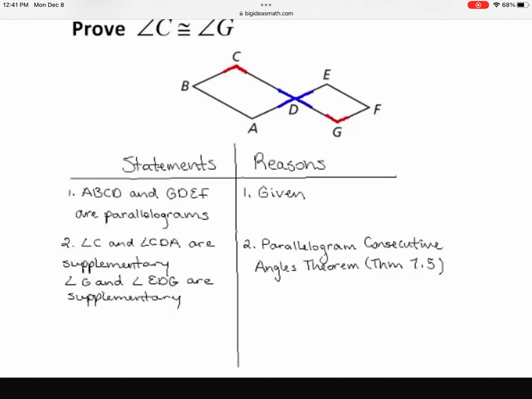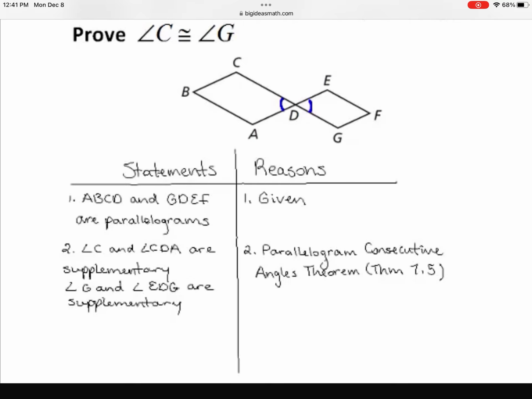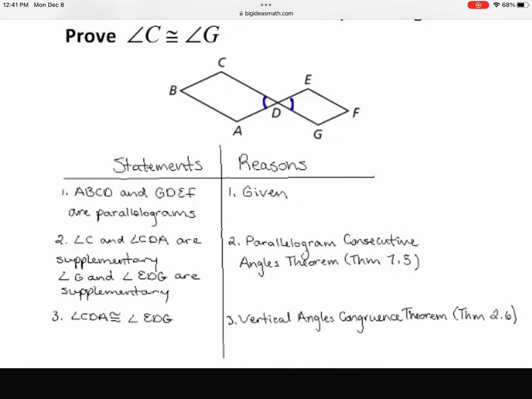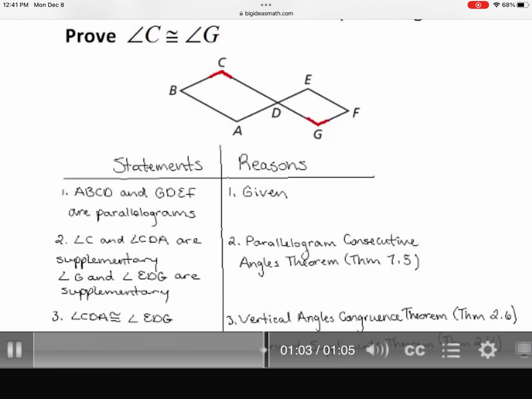Also, angle CDA and angle EDG are vertical angles because their sides form two pairs of opposite rays. So angle CDA is congruent to angle EDG by the vertical angles congruence theorem. Then angle C is congruent to angle G by the congruent supplements theorem, which says that if two angles are supplementary to the same angle, then they are congruent.